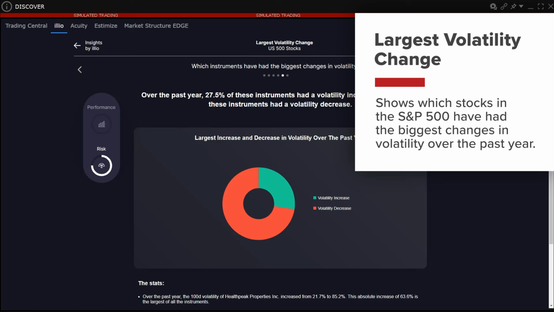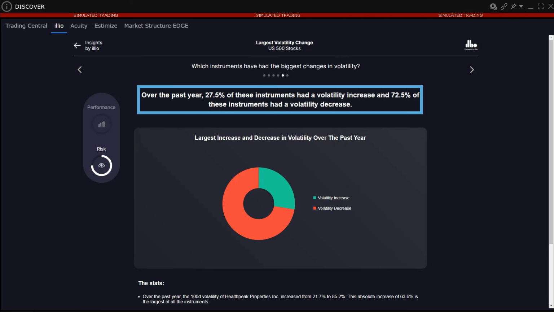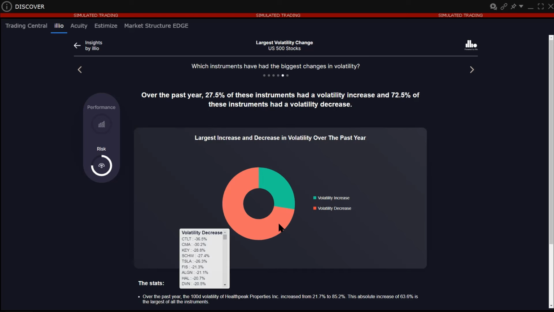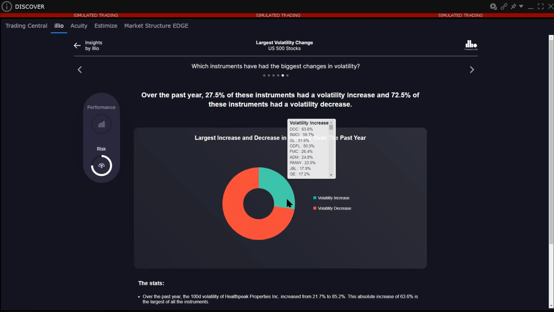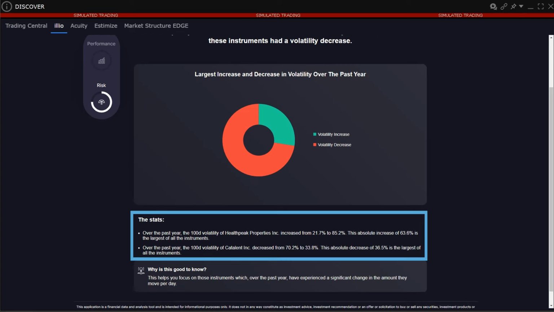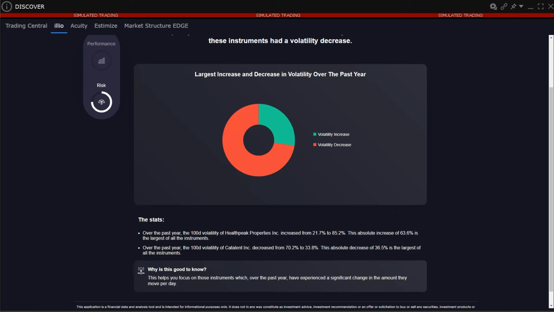The Largest Volatility Change page shows which stocks in the S&P 500 have had the biggest changes in volatility over the past year. At the top of the page, the percentage of instruments with a volatility increase and decrease is stated. Below is a pie chart showing the volatility increase and decrease percentages. Hover the cursor over the chart to see each individual stock and their volatility percentage change. Below the chart are stats on the largest increase and largest decrease. The bottom of the page explains that these stats help the investor focus on the instruments which have had a significant change in the amount they move per day.